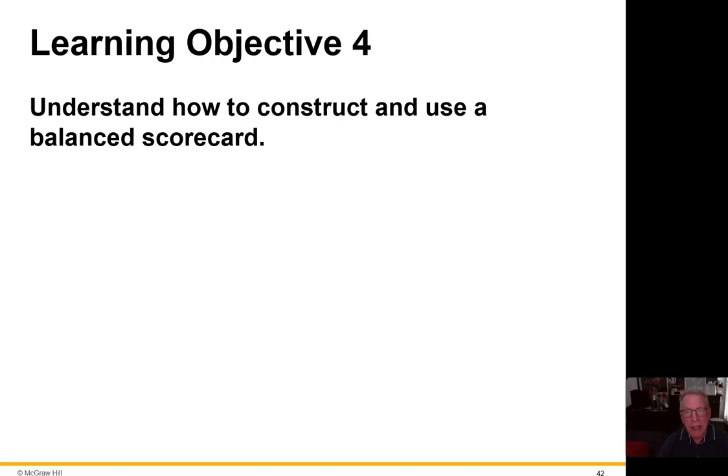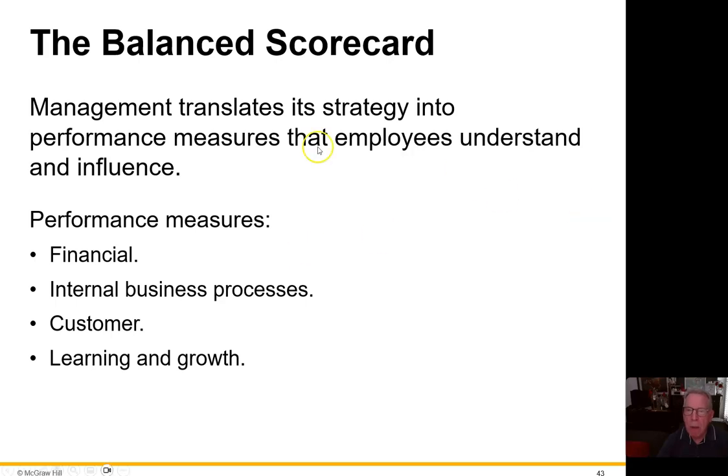We talked about that a little earlier in the slide, so let's look at it in a little more depth. Here, management translates its strategy into performance measures that employees understand and influence. Those include financial performance standards. Certainly we want to make a profit. Internal business processes, customer, and learning and growth.